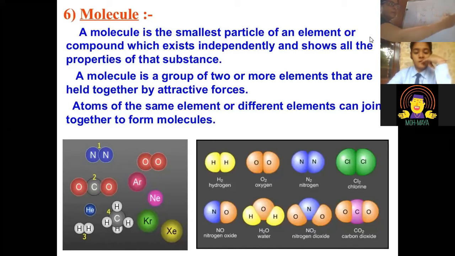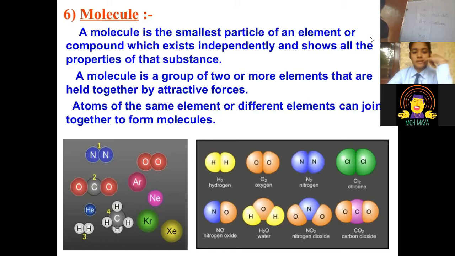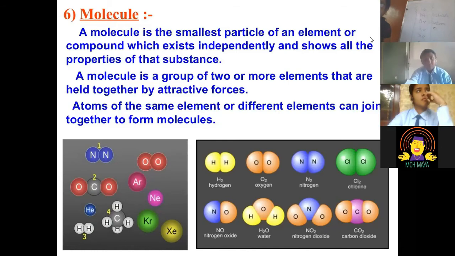You can find them in the atomic form, at the atomic level. Their atoms have independent existence. They don't require any other atom to stay independently. They can stay independently on their own. Why? Because they are stable. Because their octet is complete, their last shell is complete, and their valency is zero. Their valency is zero because their valence shell is complete.